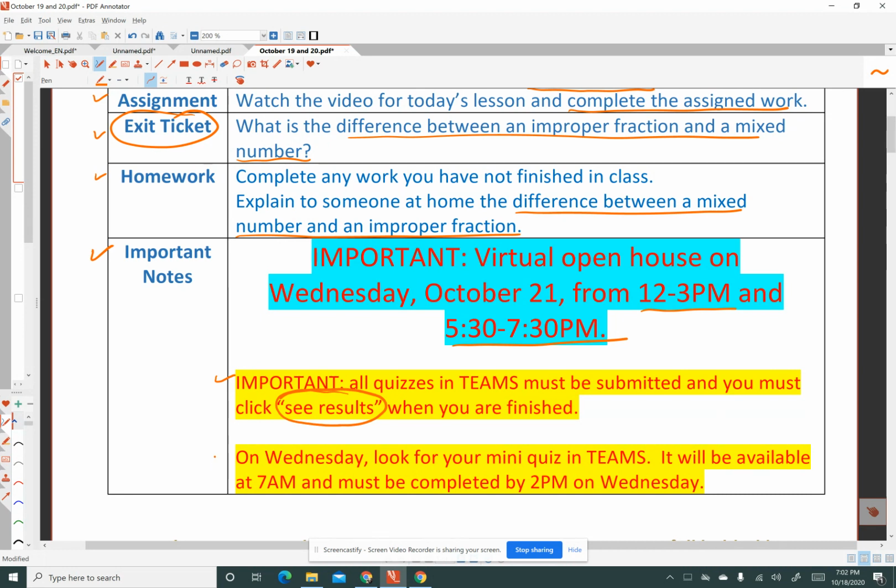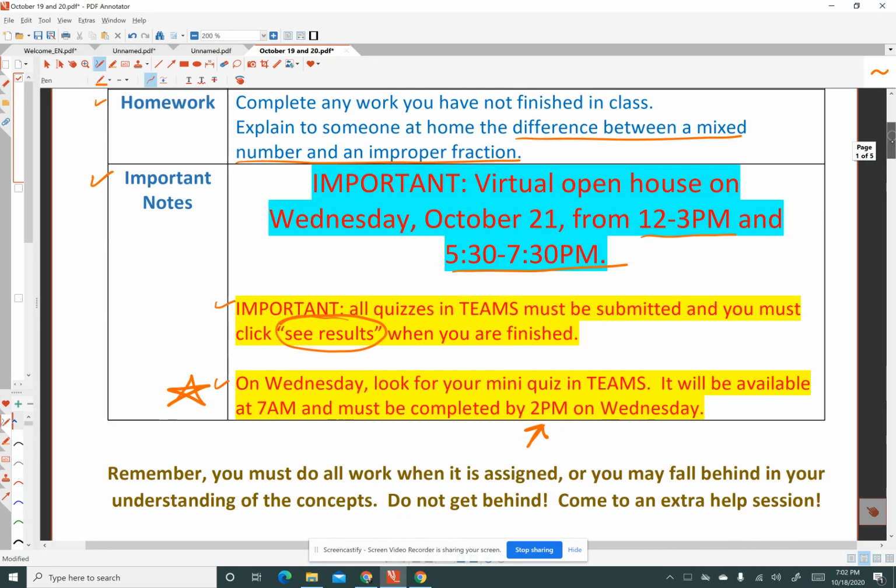And on Wednesday, please look for your mini quiz in Teams, and it'll be available at 7 in the morning until 2 in the afternoon, and that's when we want to get that finished by. So let's take note of this. This is an important date and an important time every week.